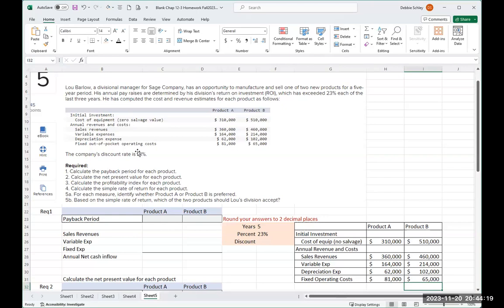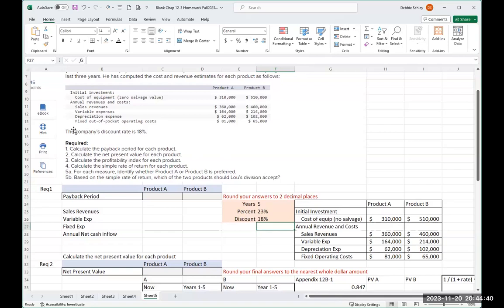Here's what I was looking for. The company's discount rate is 18%. So don't get confused between the two percentages that they gave you. The 23% comes in later when we're talking about return on investment. This 18% is our discount rate, what we'll use to get our discount factors. So required one, calculate the payback period for each product.